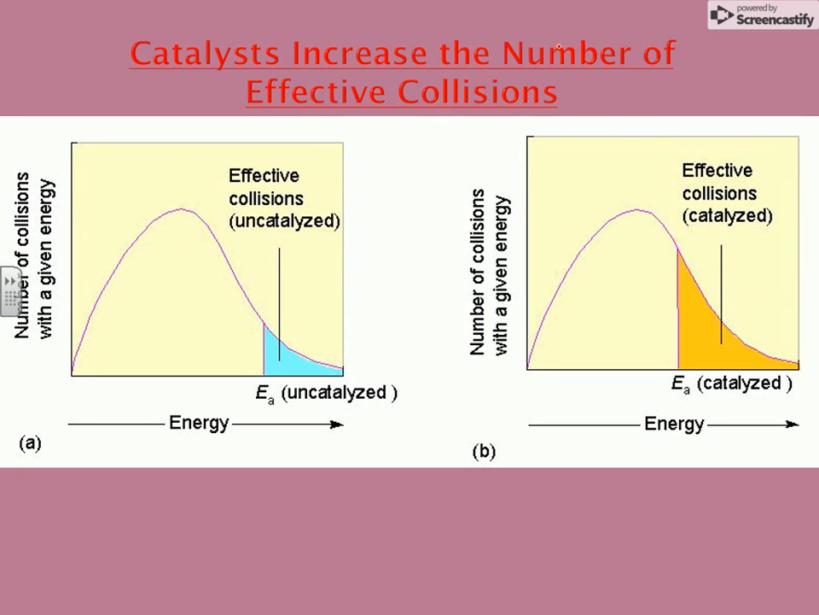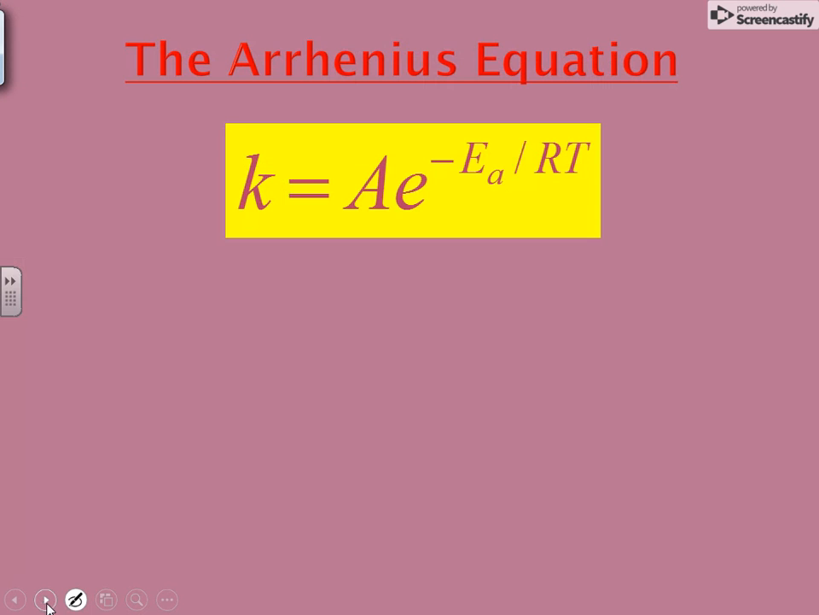So catalysts increase the number of collisions that are effective collisions. They increase the number of effective collisions. So if you look at these two graphs here, with your uncatalyzed reaction, this is the number of effective collisions. Notice how they're fewer. Whereas if you compare it to the catalyzed reaction, notice there's a much larger area under the graph here. You have more particles that have effective collisions. Therefore, their products can form.